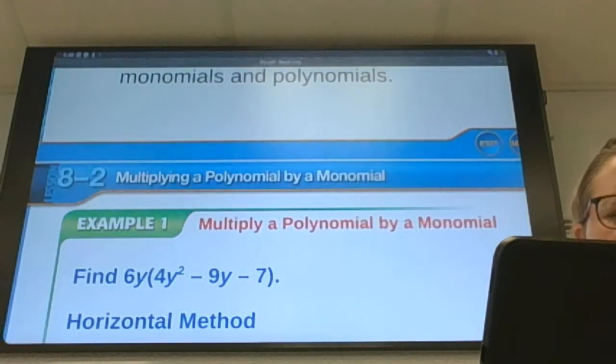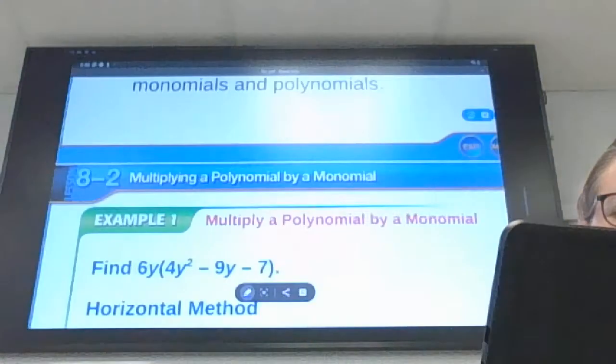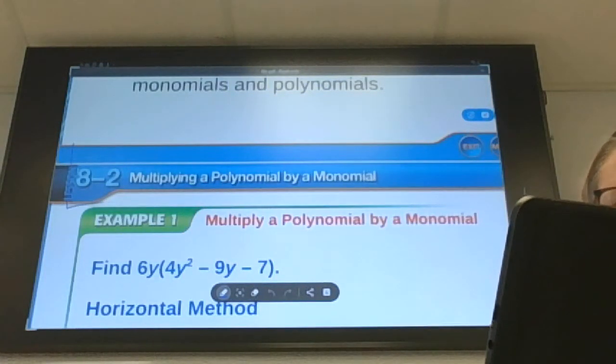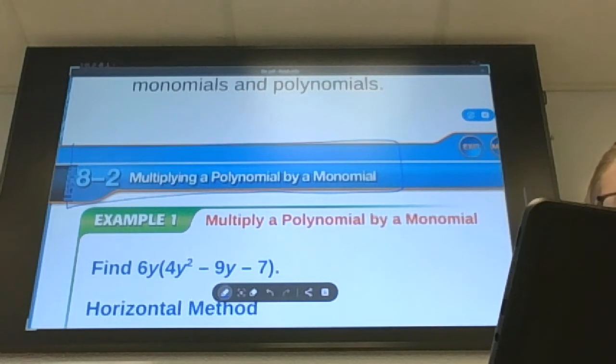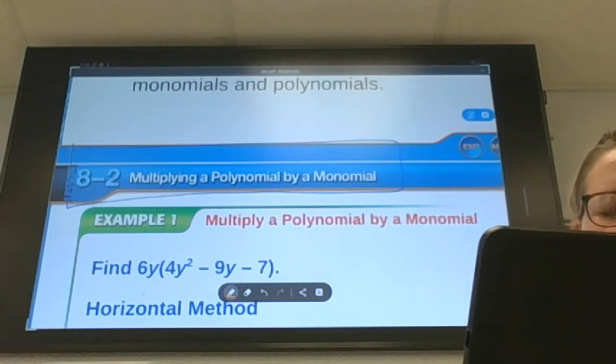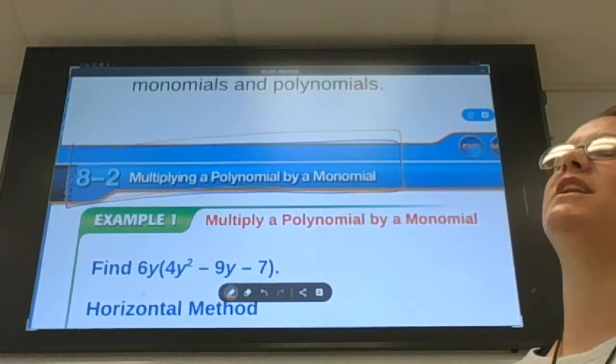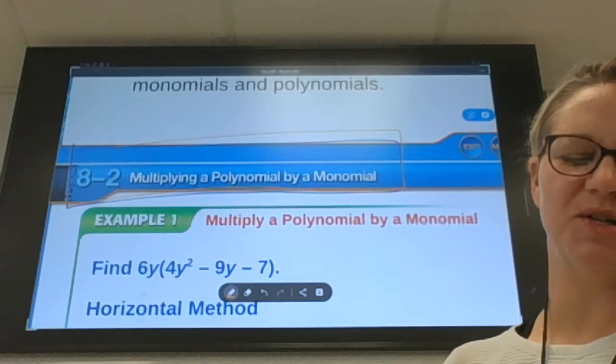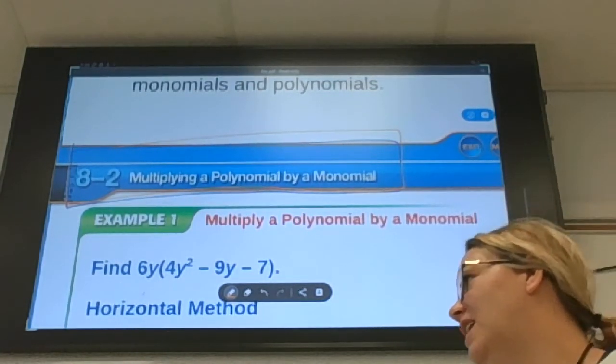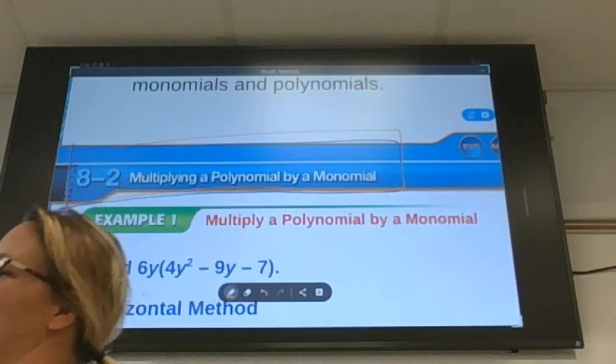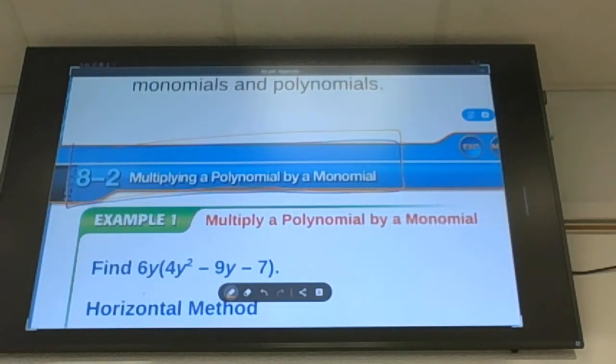Alright, you guys, title your notes. Here it is, 8-2. Multiplying a polynomial by a monomial. Come on, Dallas, it's just distribution. You're going to love this section. I bet you like distribution better than adding and subtracting. We're using the distributive property here today. It's important for when we start factoring greatest common factor.